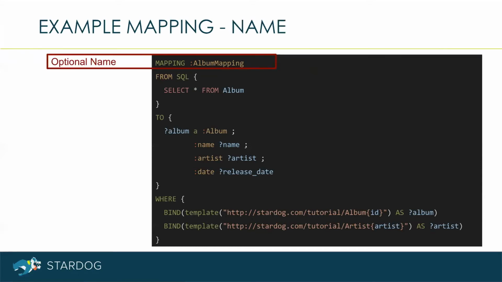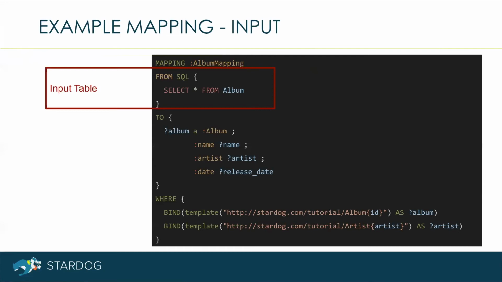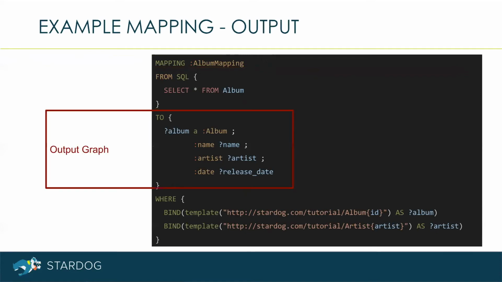So we have 4 different pieces of Stardog mapping. First is the keyword mapping. You can optionally give it a name or an IRI. You give it an input table. In this case, we're going to map from a SQL query, which is just select star from album. You can have any kind of SQL that you want in there that will go directly to the relational database. And then you give it an output graph. So input table, output graph.